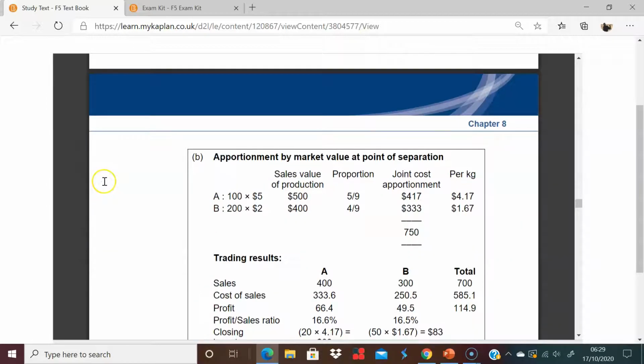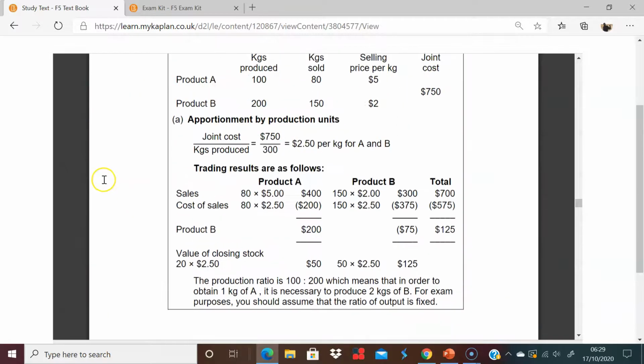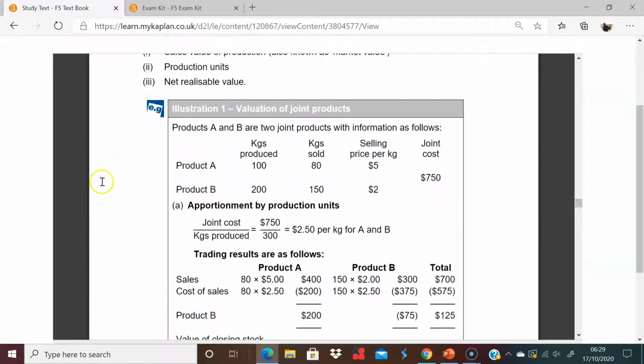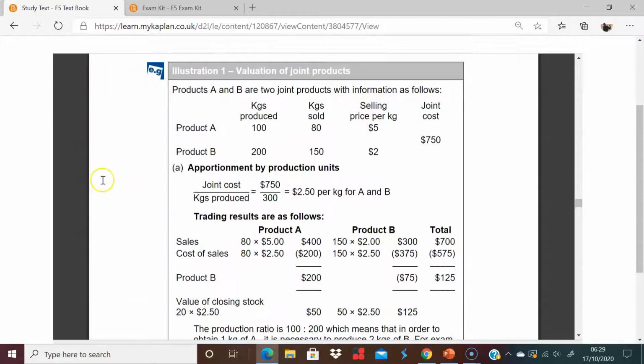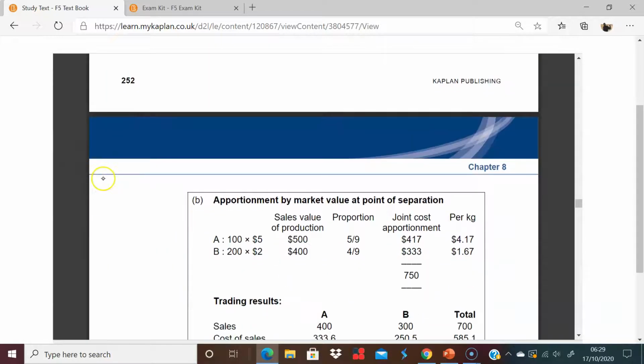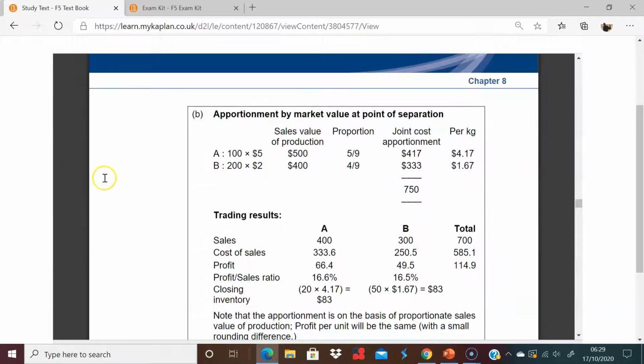Or you could choose to split it based on the selling price. So let's look at the selling price here. You have a selling price of £5 for 100 and £2 times 200. So it's really the ratio of 500 to 400, right? It's really the sales value more than selling price. So 500 to 400, that's really 5 over 9 and 4 over 9. So I now split that cost based on that and just do everything as I've done before, literally.